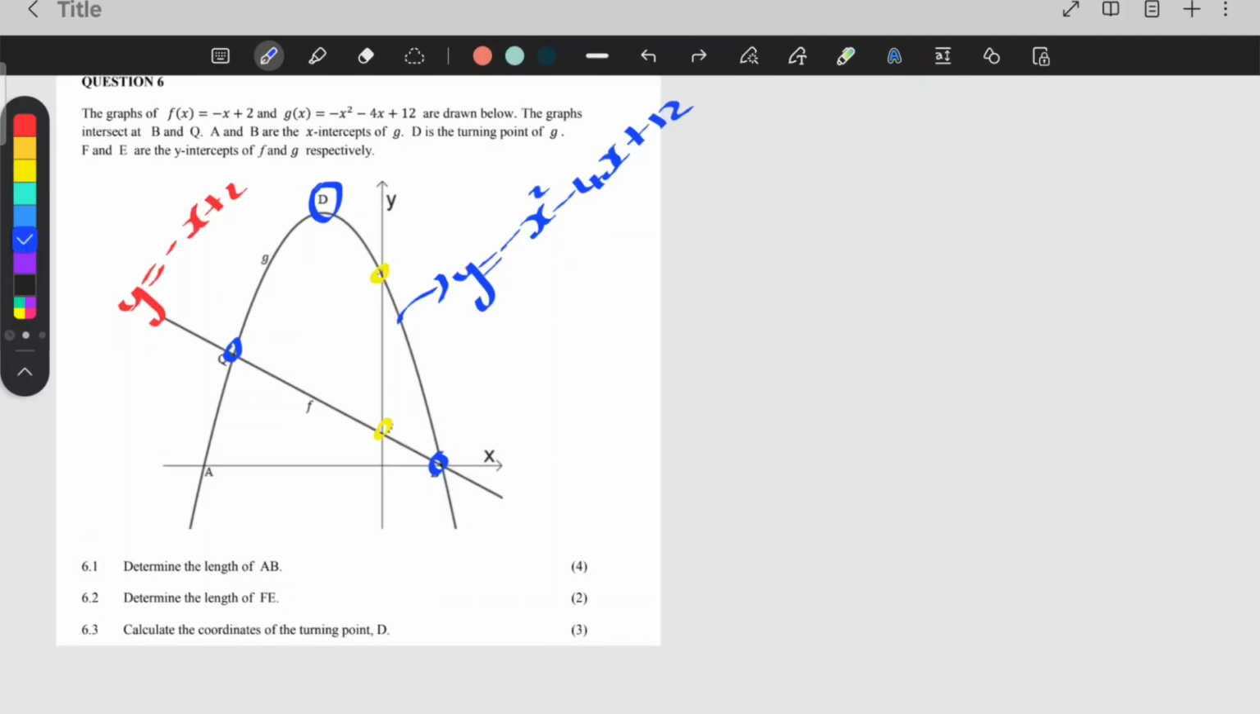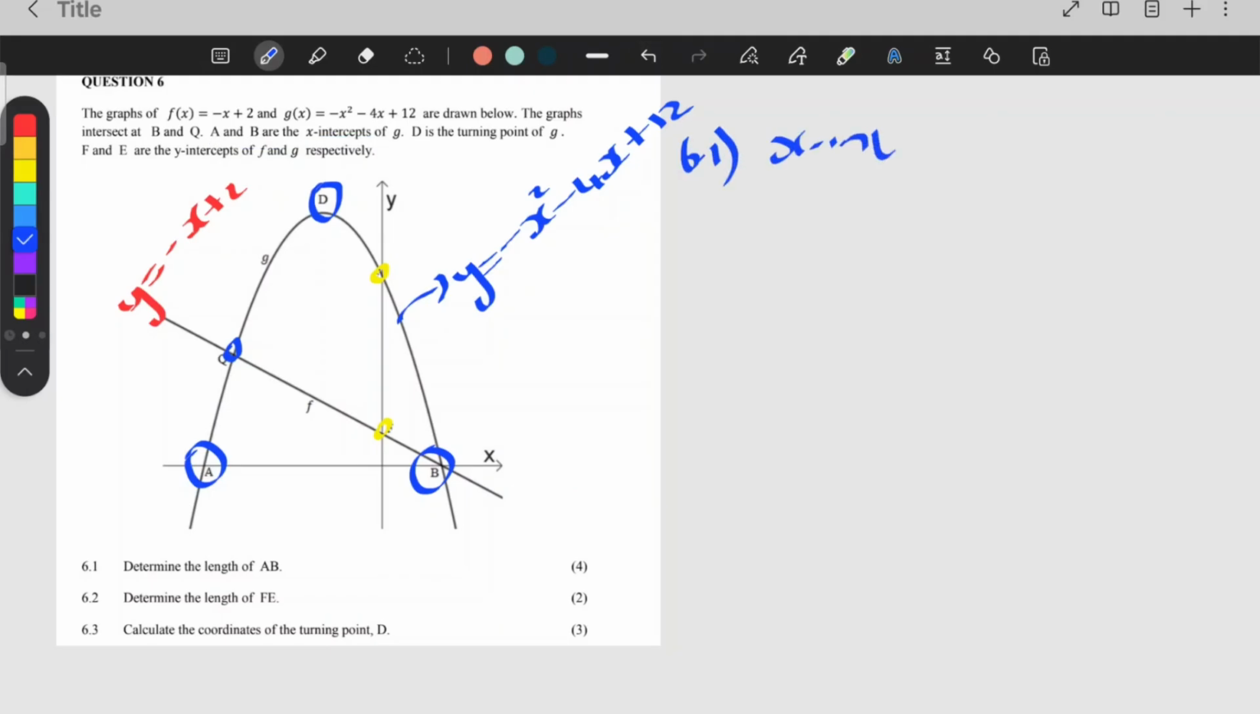And here are our questions. 6.1 says, determine the length of AB. So we have to work out the coordinates of A and the coordinates of B, and then work out the distance. So A and B are my x-intercepts of my graph. We can see it and it's given here, so it's given, but we can also see it. So let's write down 6.1.